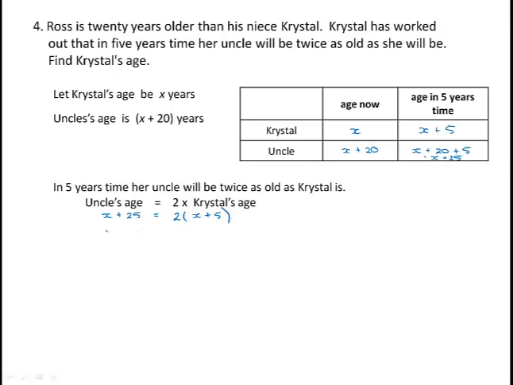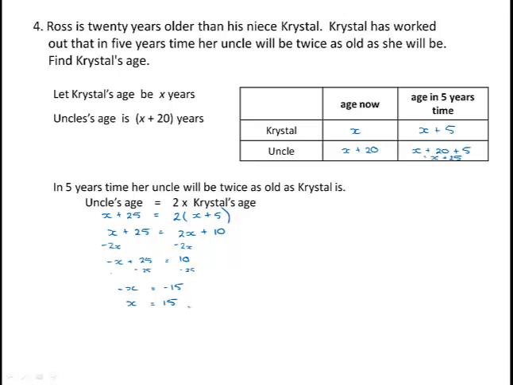Now that we've constructed the equation, we need to solve it. Firstly, we expand the brackets on the right-hand side. Then we rearrange the equation so the variable is on the left by subtracting 2x from both sides. That leaves us with negative x plus 25 is equal to 10. We then take 25 from both sides. We find that negative x is equal to negative 15. This leaves us with x is equal to 15. We'd originally assigned x to be Crystal's age in years.